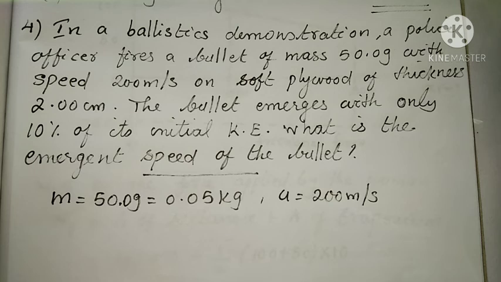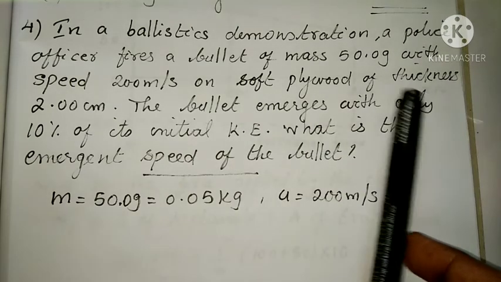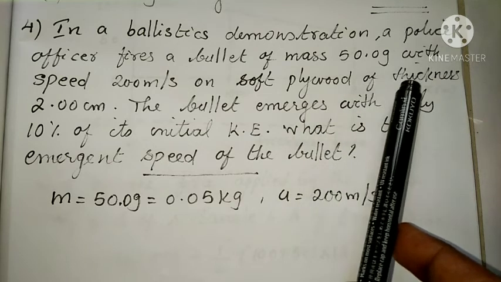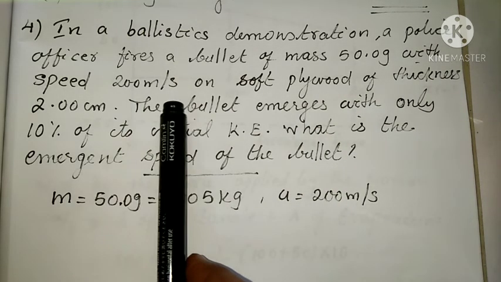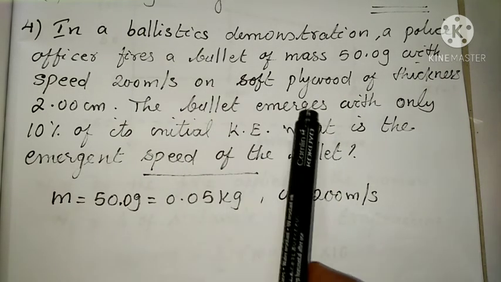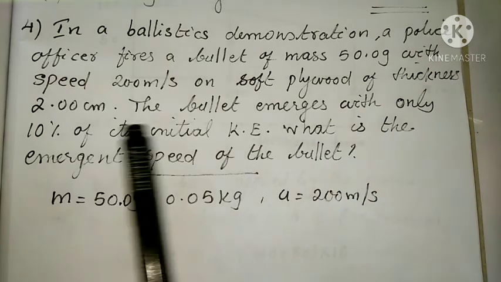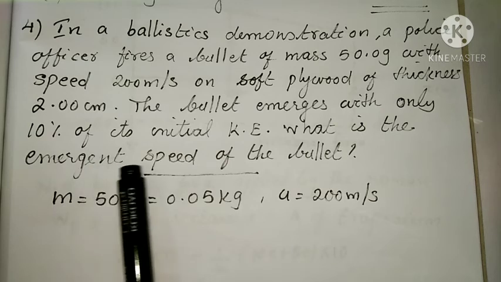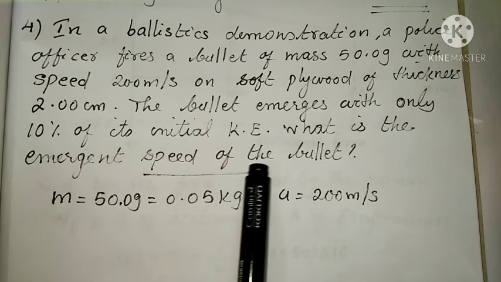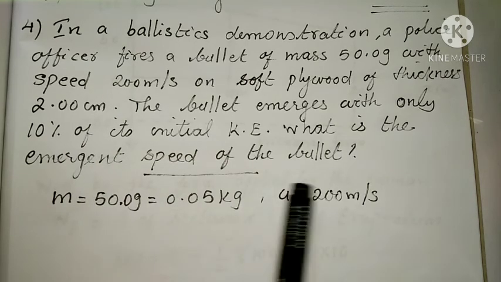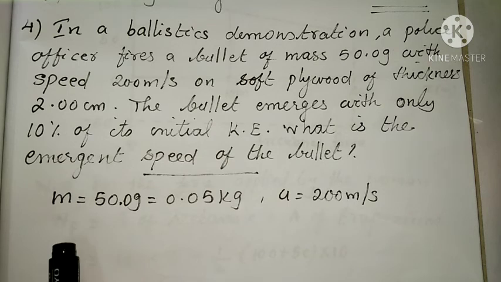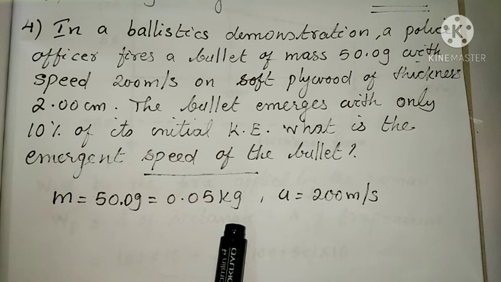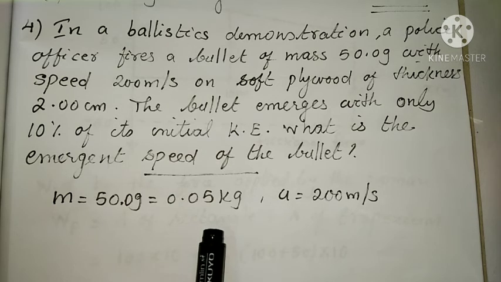Then the fourth question. In a ballistic demonstration, a police officer fires a bullet of mass 50 gram with a speed of 200 meter per second on soft plywood of thickness 2 centimeter. The bullet emerges with only 10% of its initial kinetic energy. What is the emergent speed of the bullet? The mass of the bullet is given as 50 gram. Change it into kilogram, that is 0.05 kilogram.